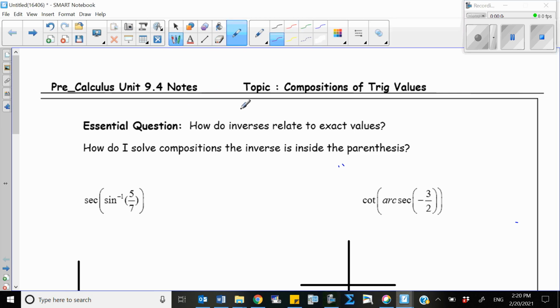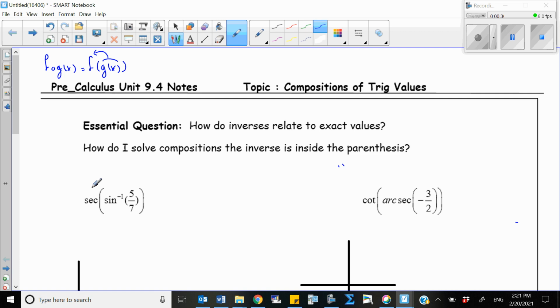Hi everyone, today we are going to work on composition of trig values. We have learned about composition of functions before. When we have f of g of x, if I want to evaluate this function, first I need to evaluate the inside function g of x, then I put the answer as the input of f, and then we evaluate f of whatever this answer is. So this is how we work on composition of functions.